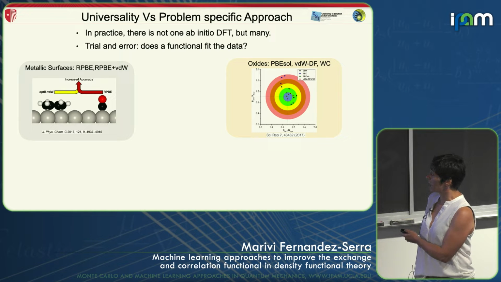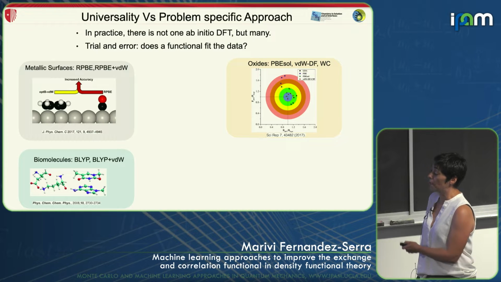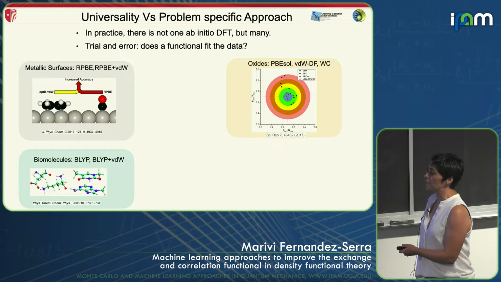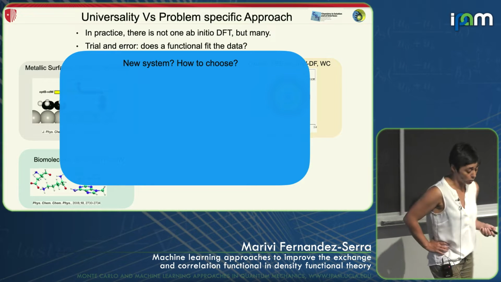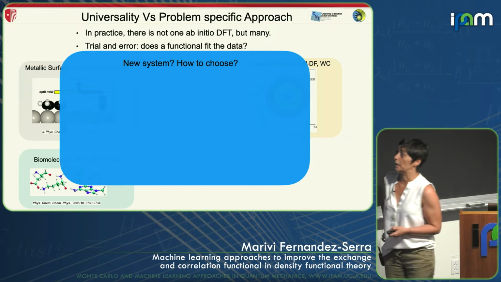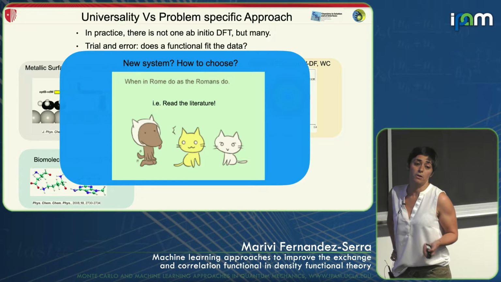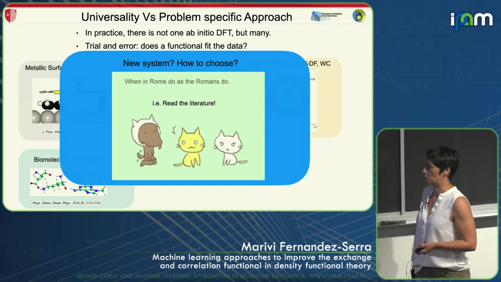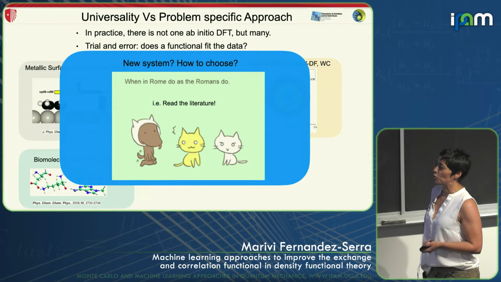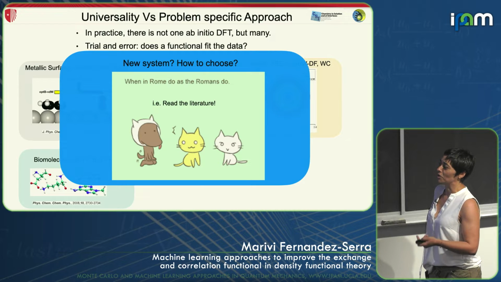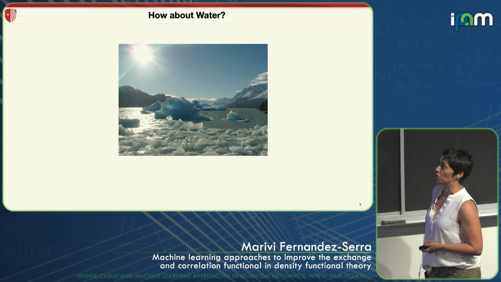In the case of oxides, I don't know how many of you know the Wu-Cohen potential, probably not many, but actually it's a rather common exchange and correlation functional in the description of oxides. The bio community has their favorites. And then, of course, if you have a new system for which you don't know what to do, how to choose, well, you read the literature, you see what other people do, and you choose that functional. So that's the standard approach, for those of us more on the applied side, to how to choose that approximation.